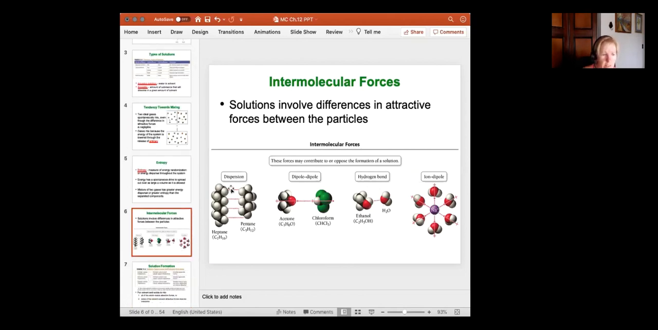So these are the forces that have to be overcome to form a solution, and these are the favorable forces that you gain when you form a solution. When we think about enthalpy, we're going to look at these intermolecular forces and see how much energy we have to put in to break the intermolecular forces that are happening with the solute and the solvent, and then the energy we get out when we form new intermolecular forces between the solute and the solvent.